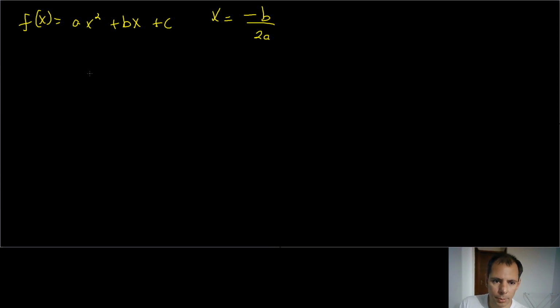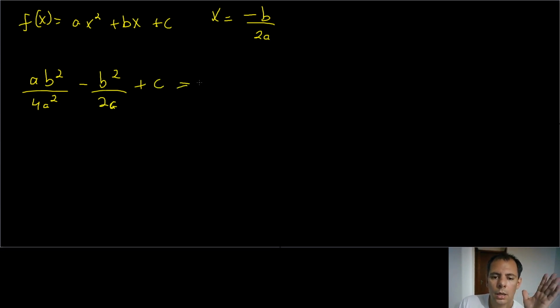So let's just replace it in there. You got a times this squared, so it's going to be b squared divided by 4a squared. And then you have plus b times minus b, so it's going to be a minus. So you have a minus b squared divided by 2a plus c. This is the y critical. Let's just put yc, the y critical.